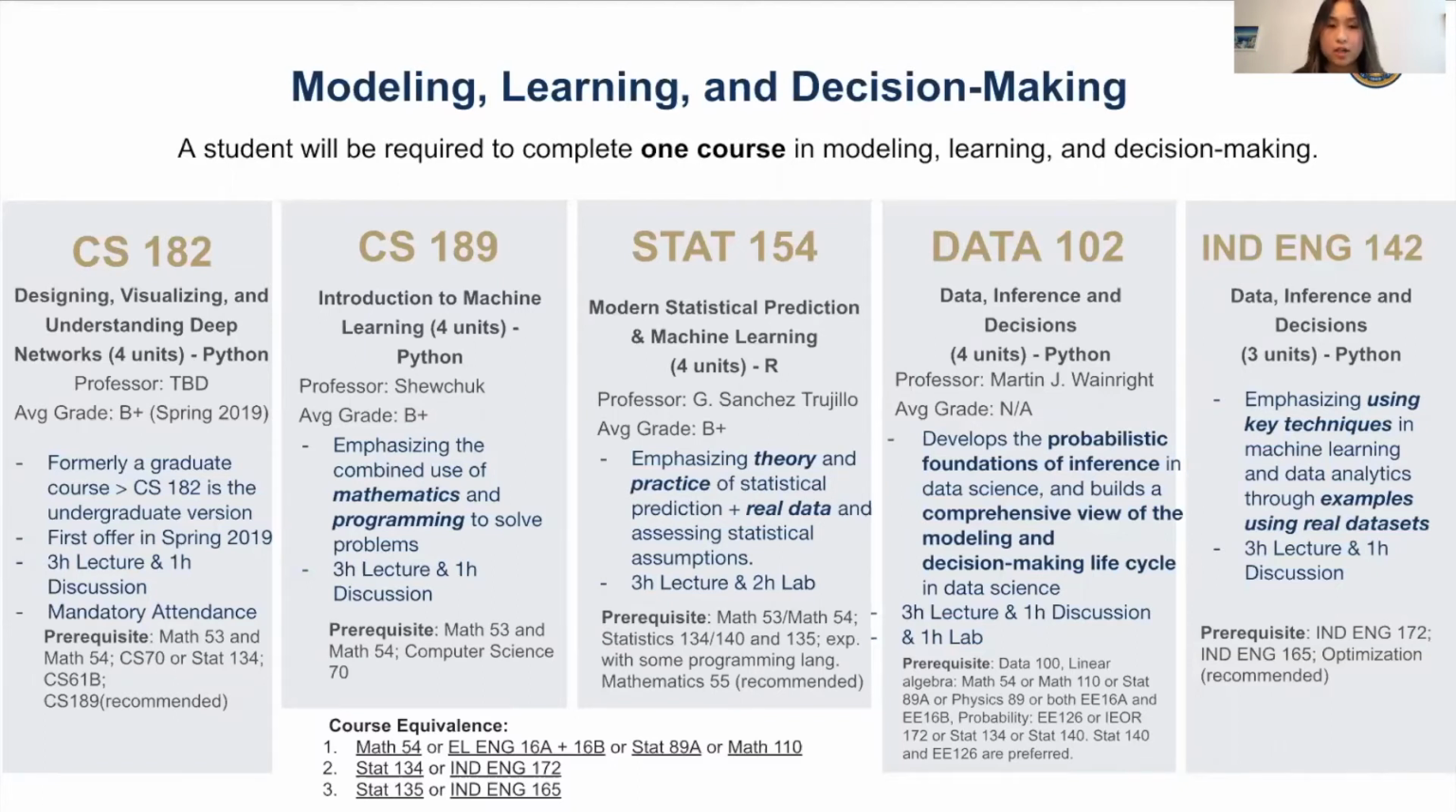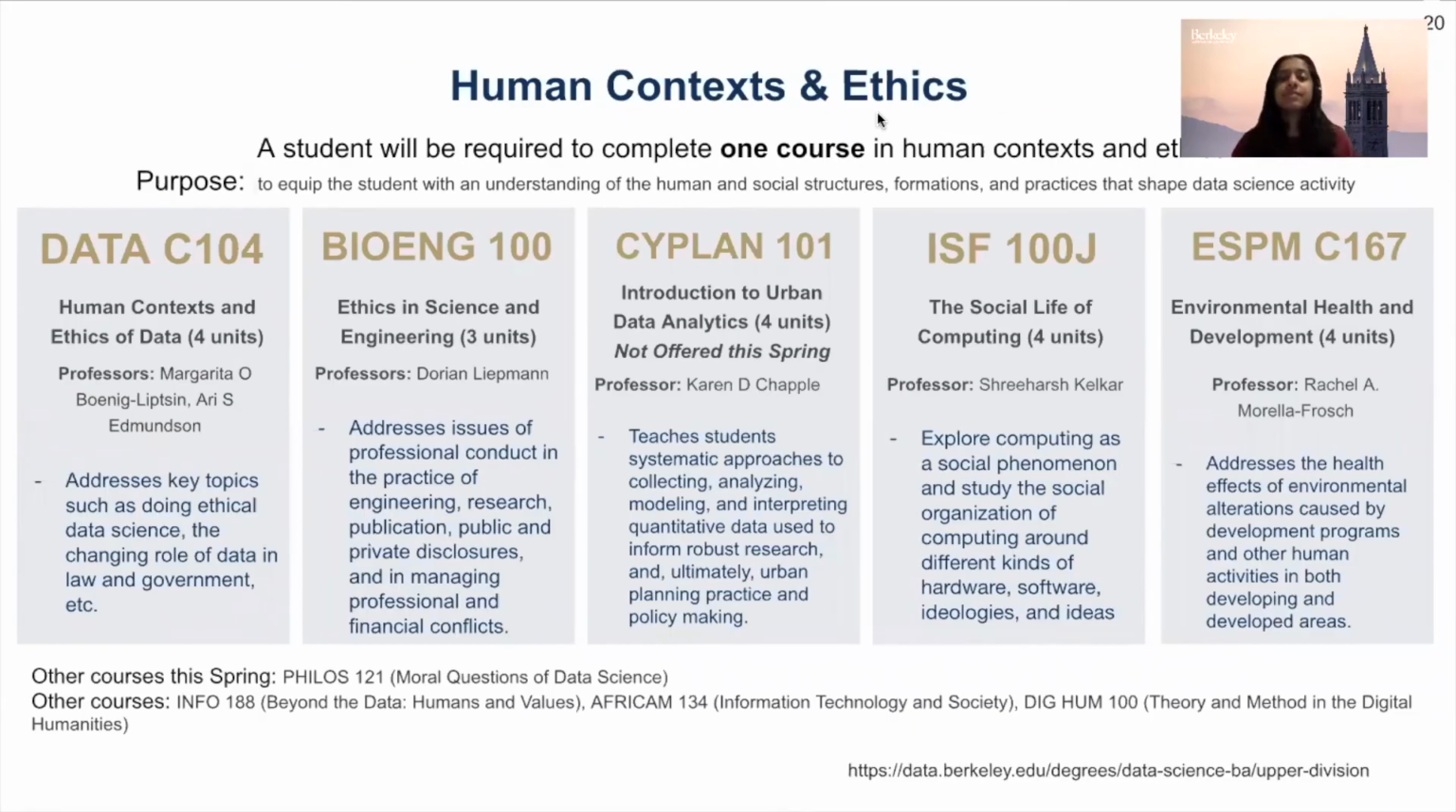And if you have any questions about the difference between these classes, please do not hesitate to contact us or ask on Piazza. Okay, so the last upper division class that any data science student has to take, whether you're taking the major or the minor, is a human context and ethics class. Essentially what the human context and ethics class is, is a class to equip students with an understanding of the human and social structures, formations, and practices, along with the ethical concerns that go along with data science activity, data science practices, the entire data science life cycle.